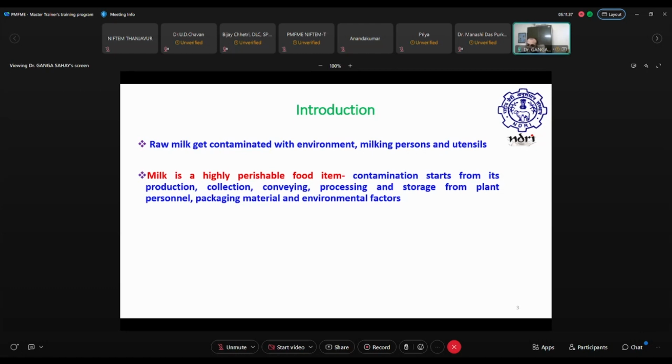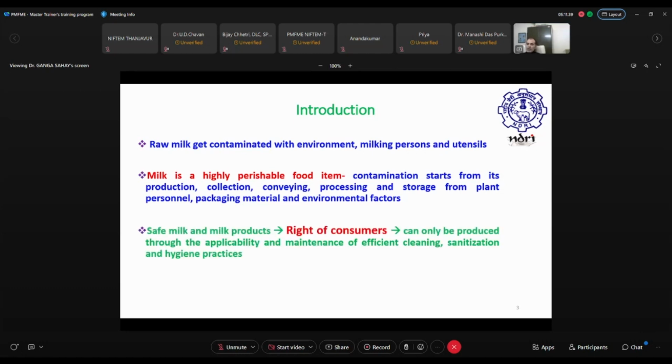Okay, so nowadays there is a right of consumers. Earlier, the demand supply curve was working differently. Earlier, demand was high and supply was lesser, so even subgrade materials could be sold out. But now the consumers are very much aware, and if they are paying money, providing them with safe food products is their right, and that can only be produced through the applicability and maintenance of efficient cleaning, sanitation, and hygiene practices.